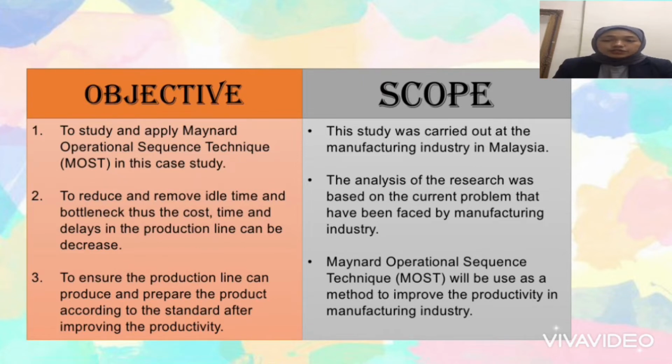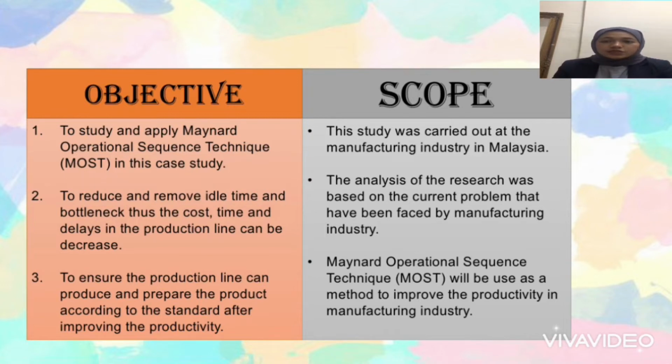Second, to reduce and remove idle time and bottleneck, thus the cost, time, and delays in the production line can be decreased. Third, to ensure the production line can produce and prepare the product according to the standard after improving the productivity. Next, scope of the project.